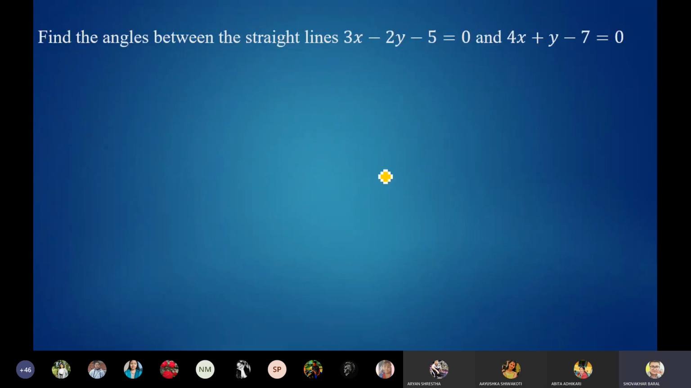Please write this question. Find the angles. Clearly the question is saying angles, it means that there are two angles. One is the acute angle and the other is the obtuse angle. There are two different lines. One is 3x minus 2y minus 5 equals 0, and the other is 4x plus y minus 7 equals 0. Excuse me, sir. Yes, please.